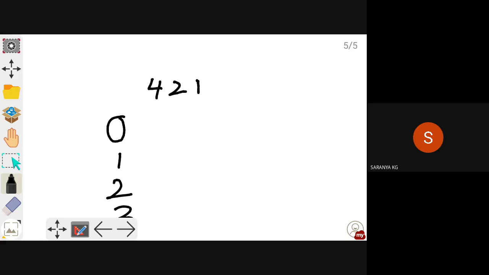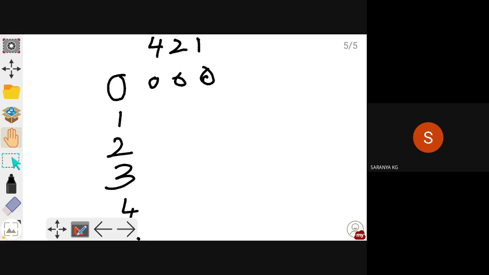So in order to represent 0, this should be 0. So 0, 0, 0 represents 0. And next is 1. If you want to get 1, you should put 0, 0 and in the 1's place you get 1. Correct? Next, you want to get 2.